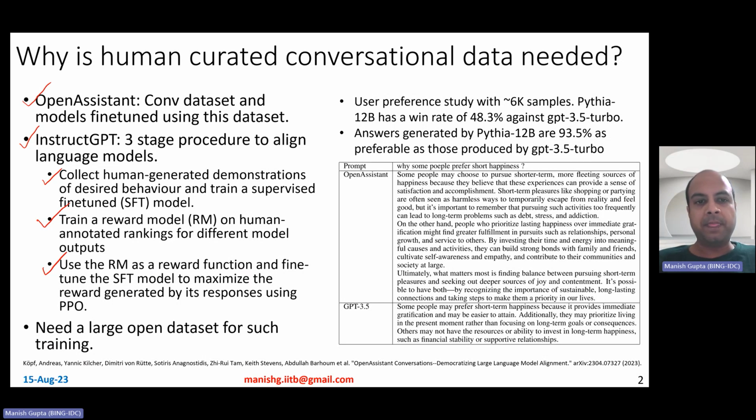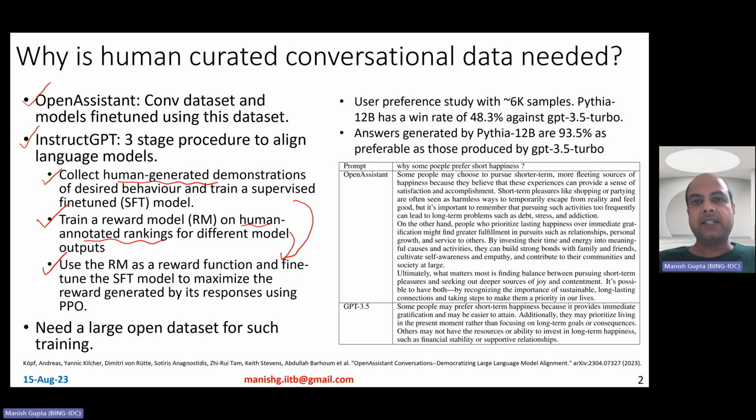In the supervised fine-tuning stage, human-generated demonstration examples of desired behavior are used to do supervised fine-tuning. In the second stage, a reward model is trained on human annotated rankings for different model outputs. And in the third stage, using the reward model as the reward function and the supervised fine-tuned model, you do further training to maximize the reward generated by its responses using the PPO methodology. As you noticed, in both of these things, you require human-generated demonstrations or human-generated rankings, and that is why you need a large-scale dataset.